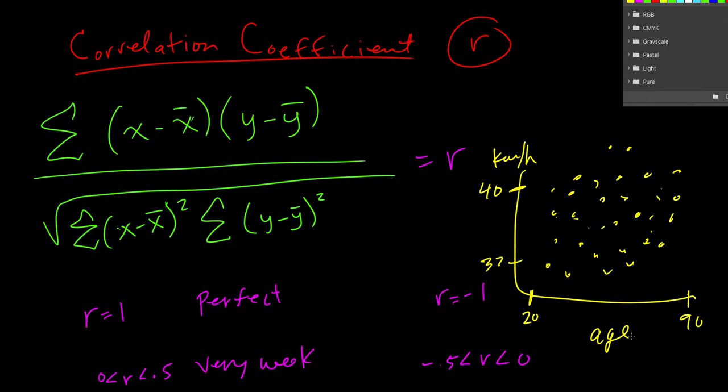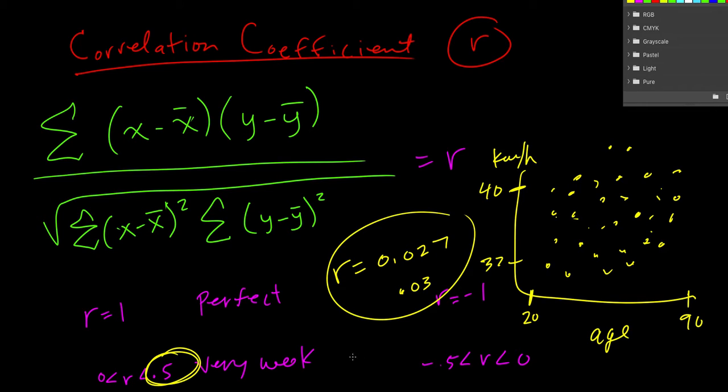Okay. So it says the results are shown in the scatter diagram. They give us the R value, which is 0.027, which is very low, because if we round that, that's 0.03. And anything below 0.5 is pretty bad. So we're going to say that this is very weak at best.